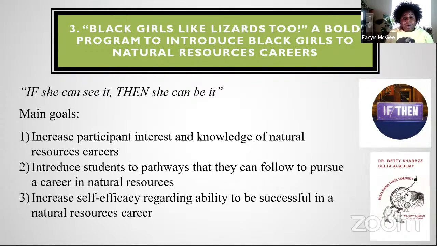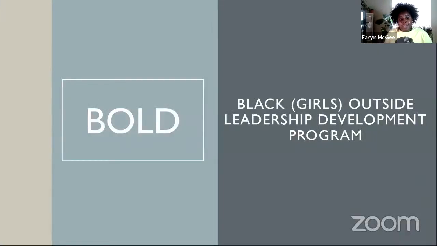And this program was also made possible by working with my sorority, Delta Sigma Theta Sorority Incorporated, and the Delta Academy program. So our main goals were to increase participant interest and knowledge of natural resources careers, introduce students to pathways that they can follow to pursue a career in natural resources, and increase self-efficacy regarding their ability to be successful in a natural resources career. So be bold. Black Girls Outside Leadership Program Development.